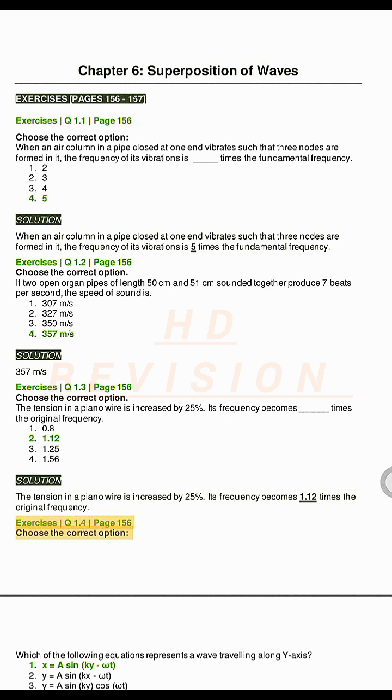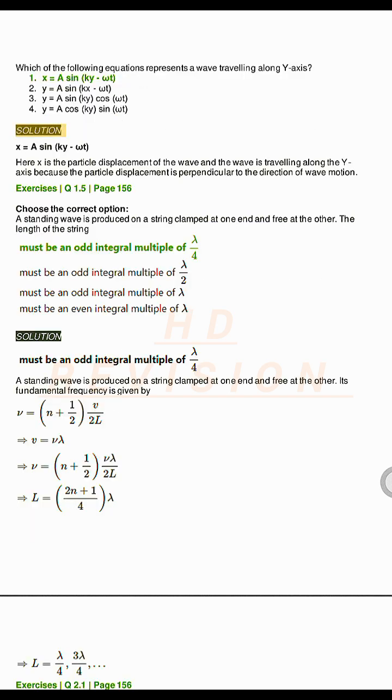Exercises Q1.4, page 156. Choose the correct option. Which of the following equations represents a wave traveling along the y-axis? 1. x equals a sin(ky − ωt). 2. y equals a sin(kx − ωt). 3. y equals a sin ky cos ωt. 4. y equals a cos ky sin ωt. Solution. x equals a sin(ky − ωt). Here x is the particle displacement of the wave and the wave is traveling along the y-axis because the particle displacement is perpendicular to the direction of wave motion.